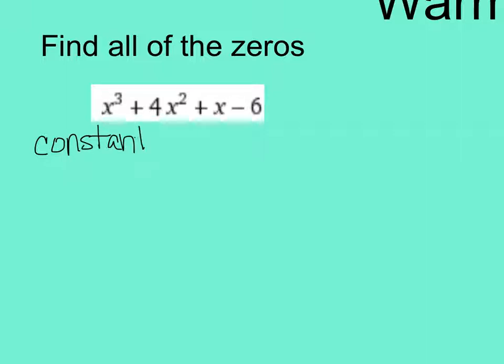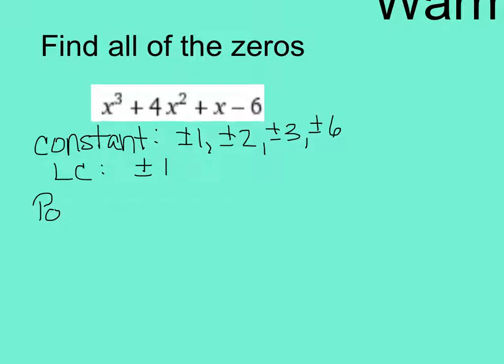The constant would be plus and minus 1, 2, 3, and 6. The LC should have simply been plus or minus 1, which means your possibilities would be plus or minus 1, 2, 3, and 6. From here, you should have started using synthetic division to find an actual root.